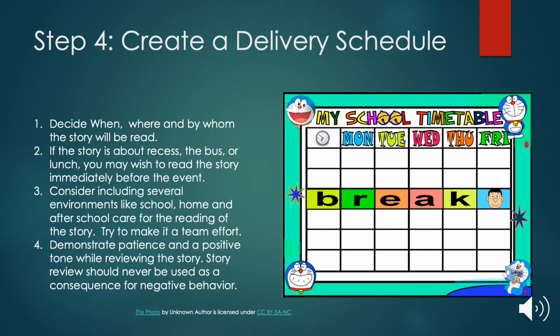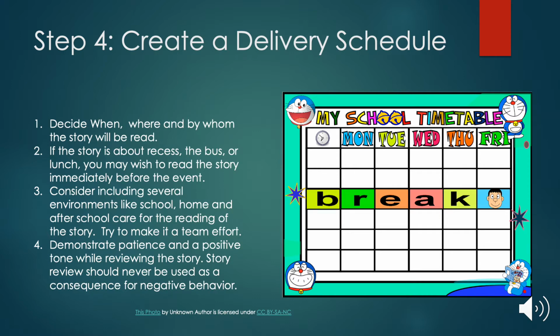Step 4 is to create a delivery schedule. Remember, there is no need for a social story if it's not actually read. Decide when, where, and by whom the story will be read. If the story is about recess, the bus, or lunch, you may wish to read the story immediately before the event.